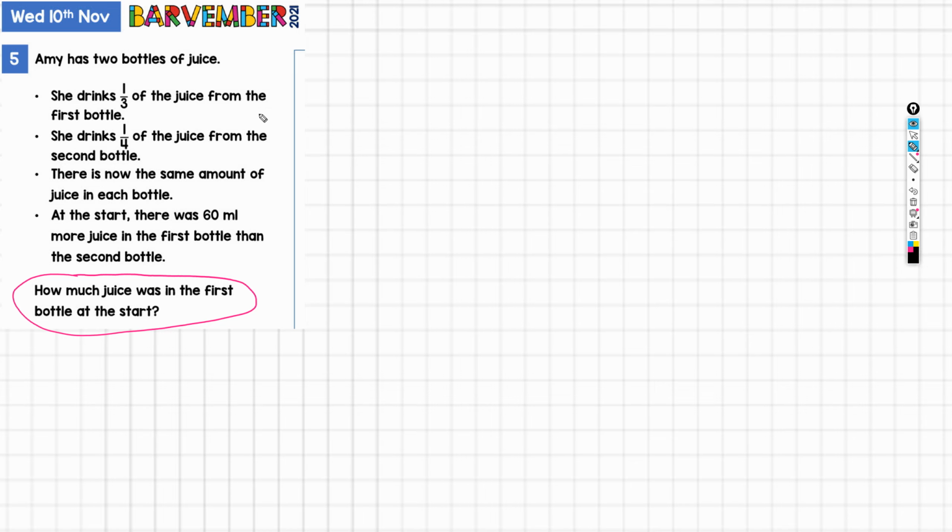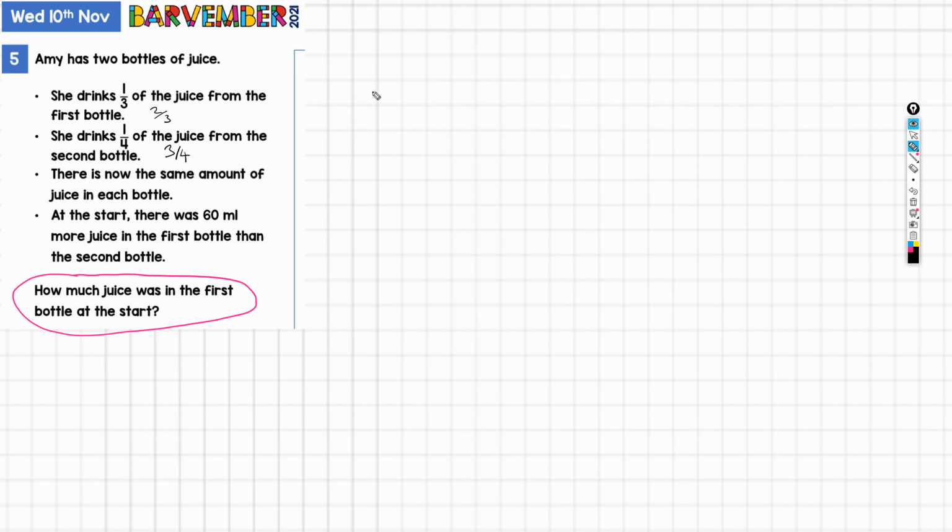Okay, so we know that she drinks 1/3 of the juice from the first bottle, and that tells us that she has 2/3 of the first bottle's juice left, and she drinks 1/4 of the juice from the second bottle, which tells us that 3/4 of that juice is left.